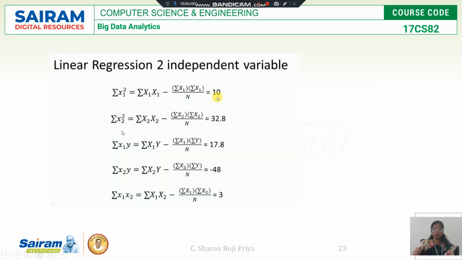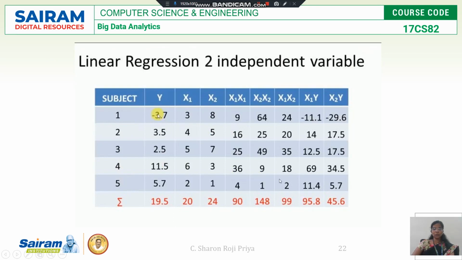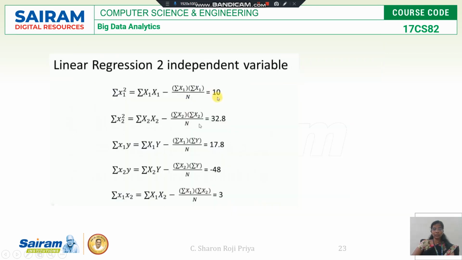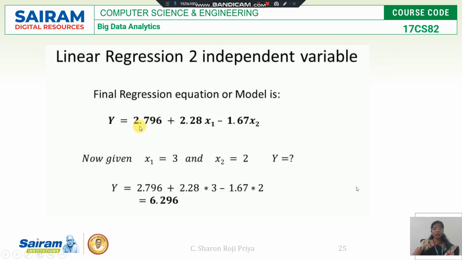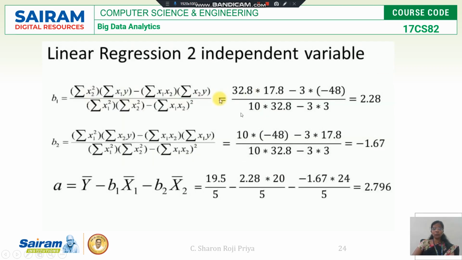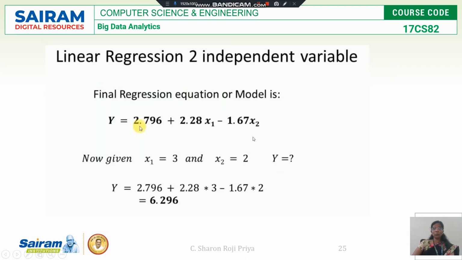Next, find the summation and substitute all these values in the given formula. You'll get these as the answer. Now you have to use these values, sigma x1 square and sigma x2 square, in calculating b1 and b2. You'll get these values. Apply them in the slope intercept formula and you'll get 2.797. Next, you have to calculate your y, which is equal to b naught, that is your slope intercept, 2.796 plus b1, which is 2.28, minus 1.